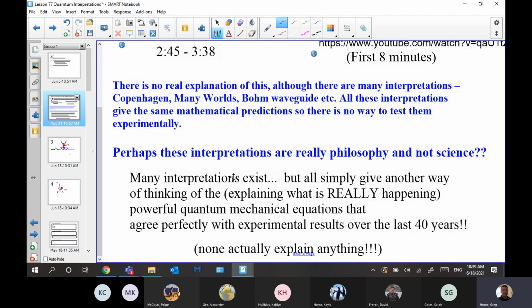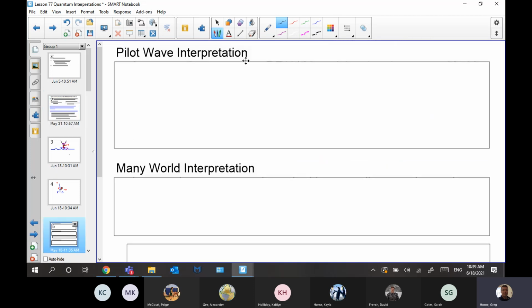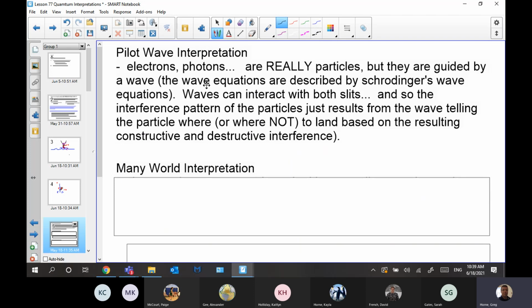Yeah, we're not actually explaining anything when we talk about these interpretations, but it's neat to think about it. So the pilot wave interpretation was mentioned, where these are really particles. Everything's okay, everybody, just relax. They're really particles, but they're guided by a wave of potential of where they can possibly be. Those are Schrodinger's wave equations, right?